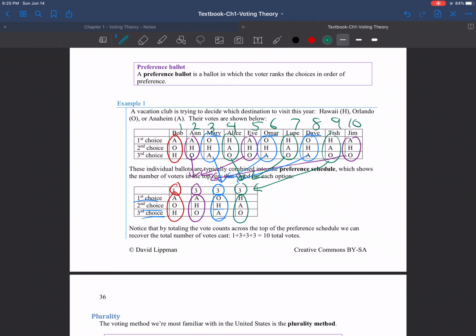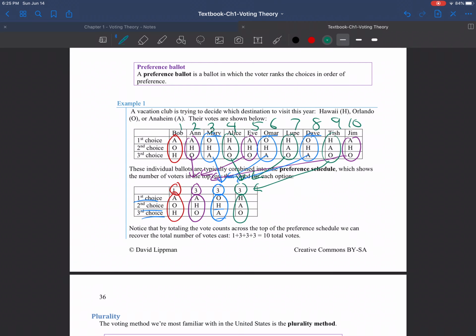How do we take 10 people? They all vote their preferences. They say what their first choice is, second choice is, third choice is for where the vacation club is going to go this year. What is the will of the people? We can only book one trip for the whole group. They want to go together. So what's the will of the people? That's what this chapter is all about. How can we use math to help us be as fair as possible in determining the will of a group of people? What are we going to do?